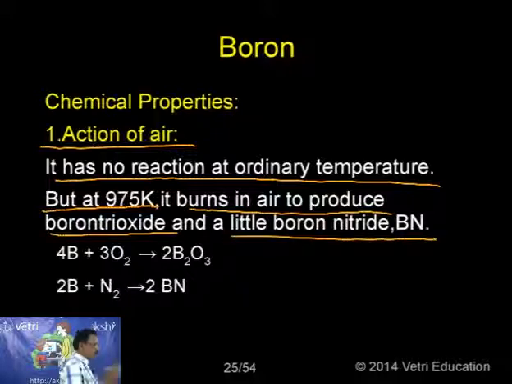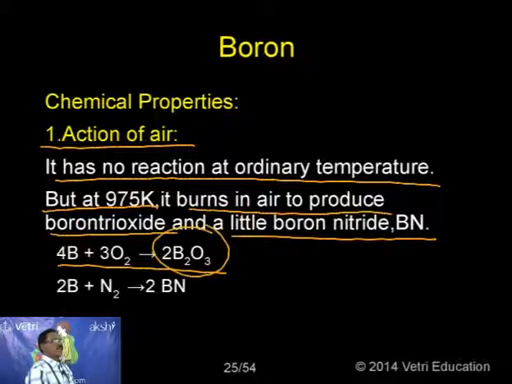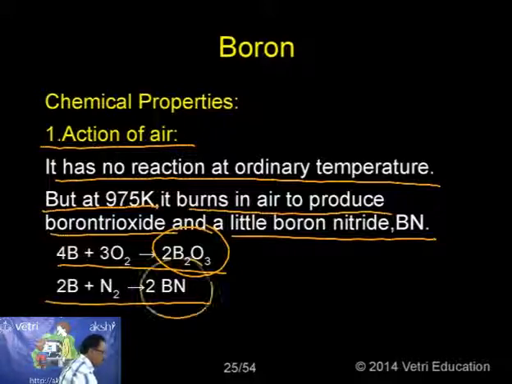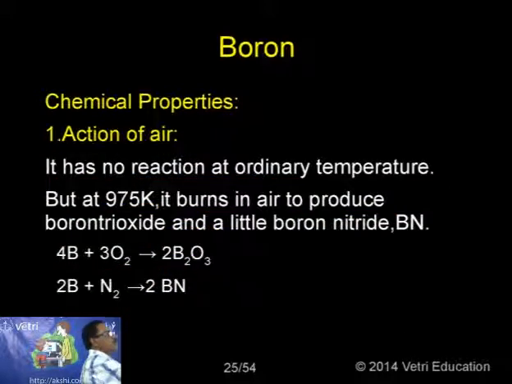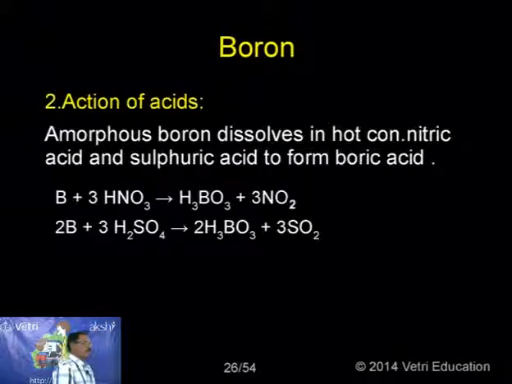With the oxygen we get boron trioxide, and with the nitrogen, boron nitride. 4 moles of boron react with 3 moles of oxygen to produce 2 moles of B2O3, and 2 moles of boron react with 1 mole of N2 giving 2 moles of BN. So the conclusion is that at ordinary temperature it will not react, but at 975 Kelvin and above it will react to produce a mixture of B2O3 and BN.